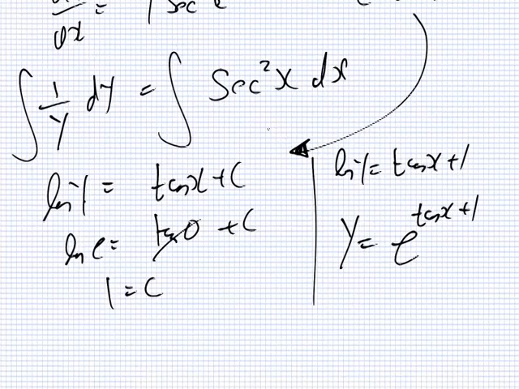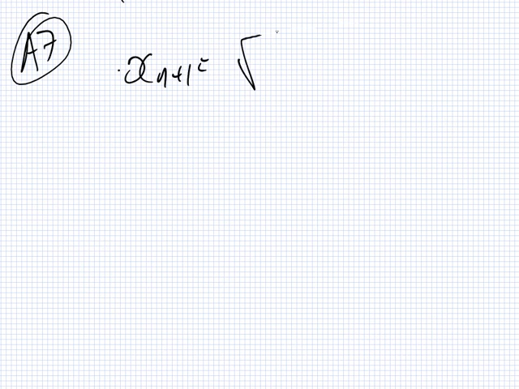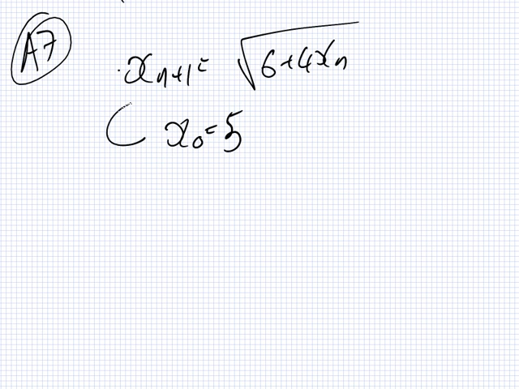A7. An iterative formula is defined as follows. x n plus 1 equals the square root of 6 plus 4 x n. Starting with x0 equals 5, find the values of x1 and x2. They've already given you the formula here, so you literally just put that back in.